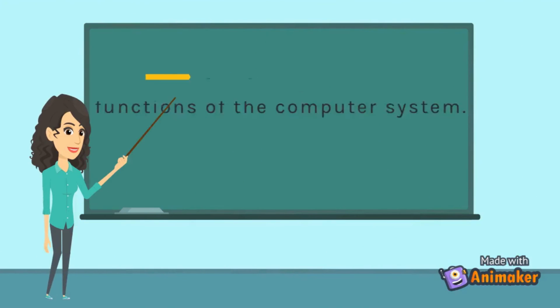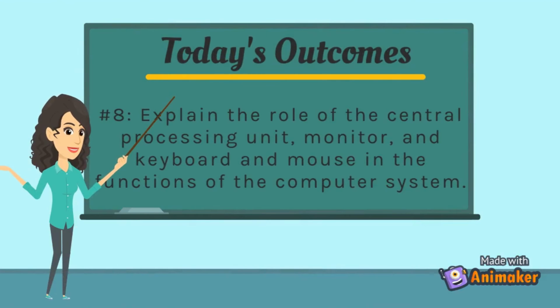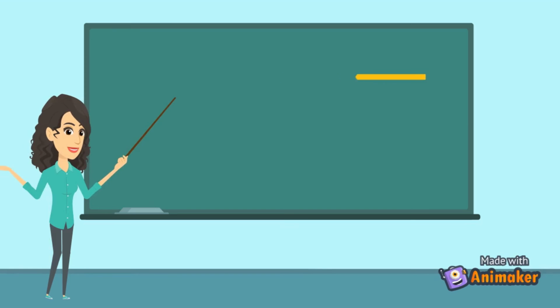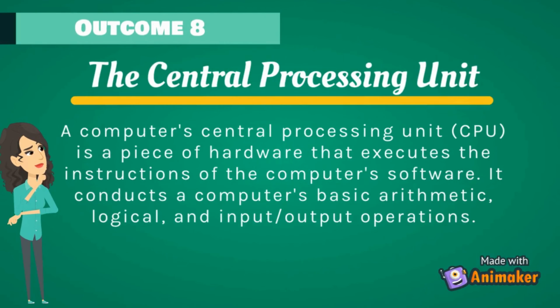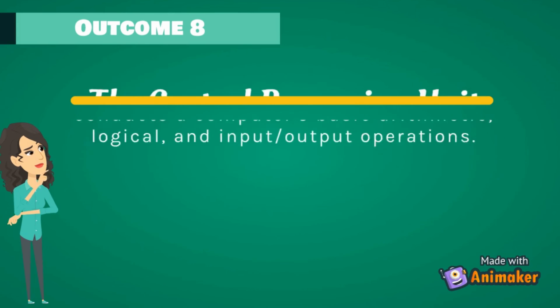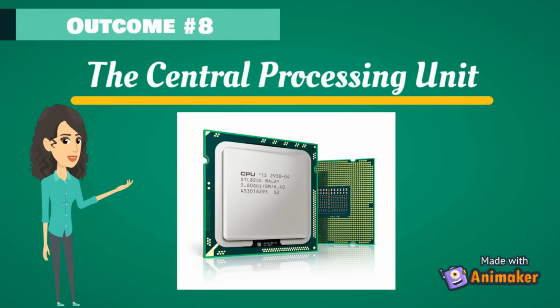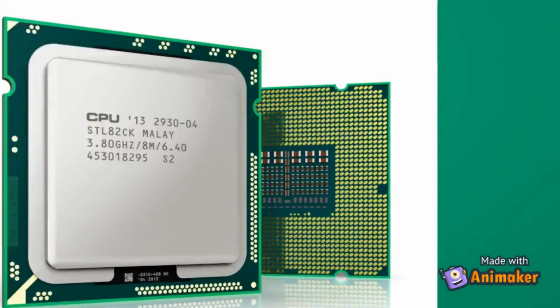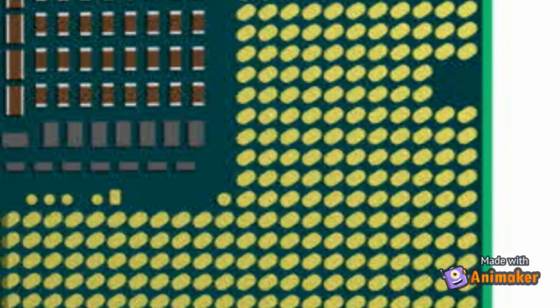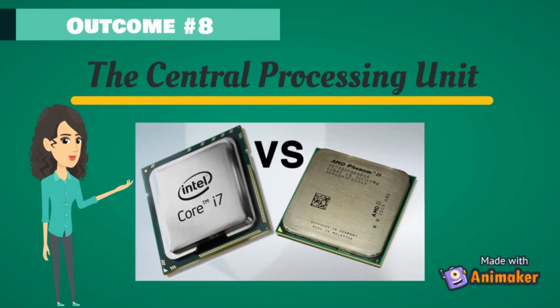Now for our final outcome. Explain the role of the central processing unit, monitor, and keyboard and mouse in the functions of the computer system. The central processing unit. A computer's central processing unit is a piece of hardware that executes the instructions of the computer's software. It conducts a computer's basic arithmetic, logic, and input or output operations. A modern CPU is typically compact and square with a variety of short, rounded metallic connections underneath. Some popular examples of CPUs are Intel Core and AMD.